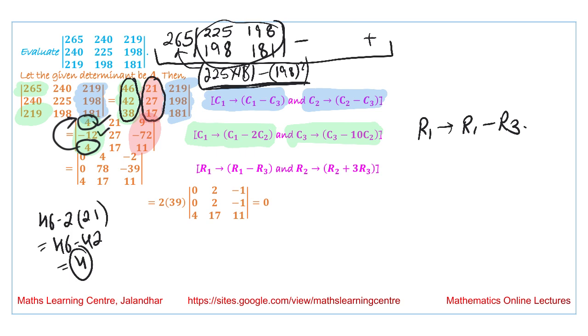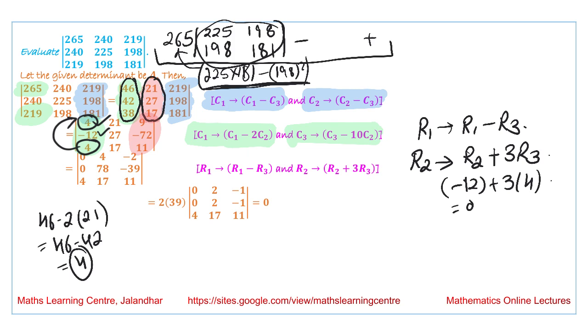Then we have minus 12 here. To make this term 0, we have performed the operation row 2 approaches row 2 plus 3 times row 3. Row 2 element is minus 12 and we are adding 3 into 4, so the answer we obtain is 0 corresponding to this minus 12. So our determinant will come in this form: 0, 4, minus 2, 0, 78, minus 39, 4, 17 and 11.